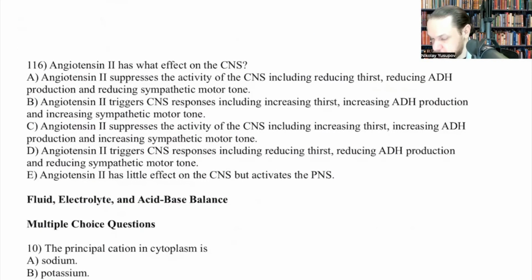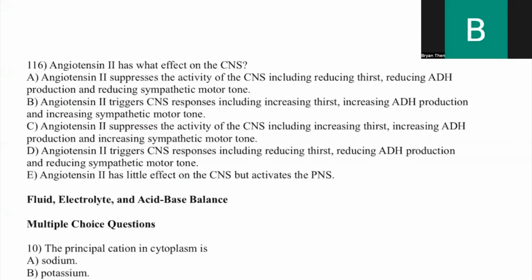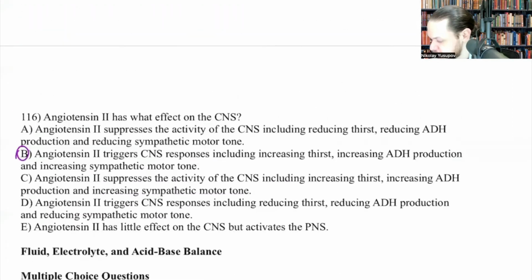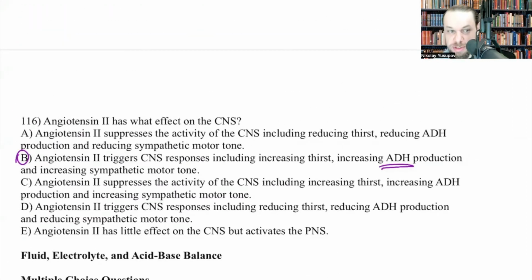All right. 116, we are going to go with Brian. Angiotensin 2 has what effect on the CNS? I believe it's B. AG2 triggers CNS responses, including increasing thirst, ADH production, and sympathetic motor tone. Yeah, all of this is correct, right? So angiotensin 2 is a very potent vasoconstrictor. It's actually more potent than epi, right? And the other effect it exerts is going to increase thirst. It's going to work on the posterior pituitary to release ADH. So 116B is the correct choice.